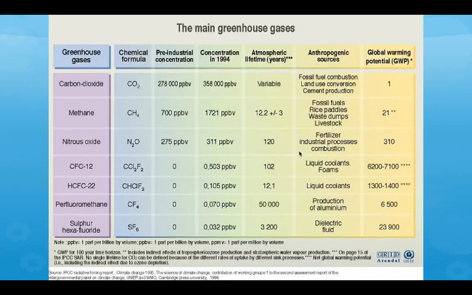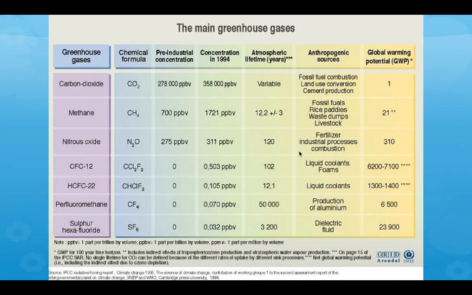So let's look at some main greenhouse gases. You guys are probably familiar with carbon dioxide and methane. But there are other greenhouse gases, including some CFCs, that you might not know so much about, and you might not know where they come from. So nitrous oxide is another greenhouse gas.